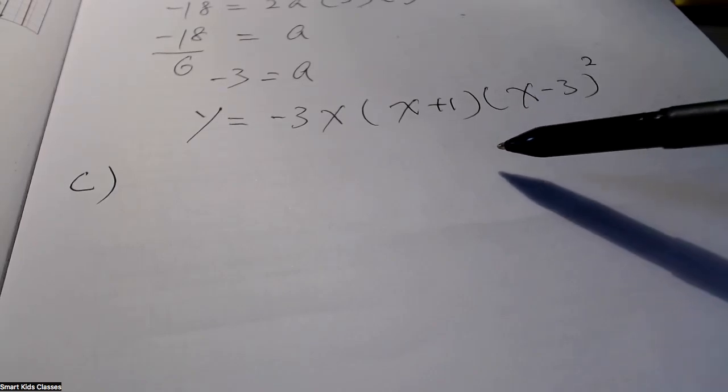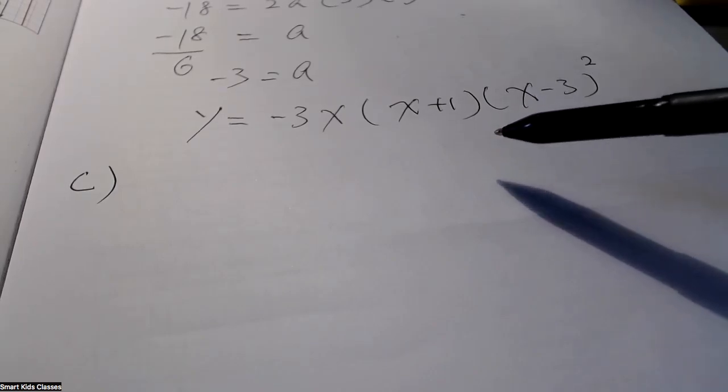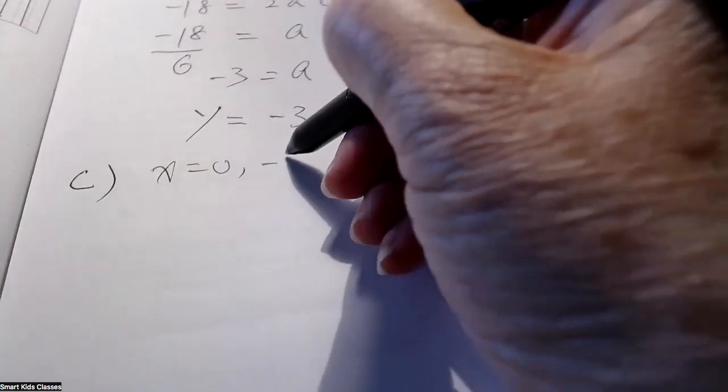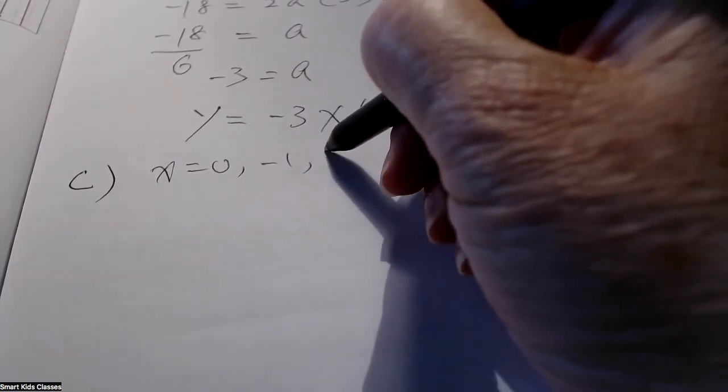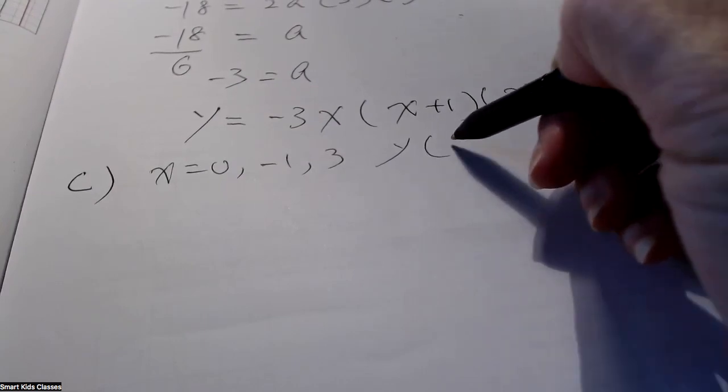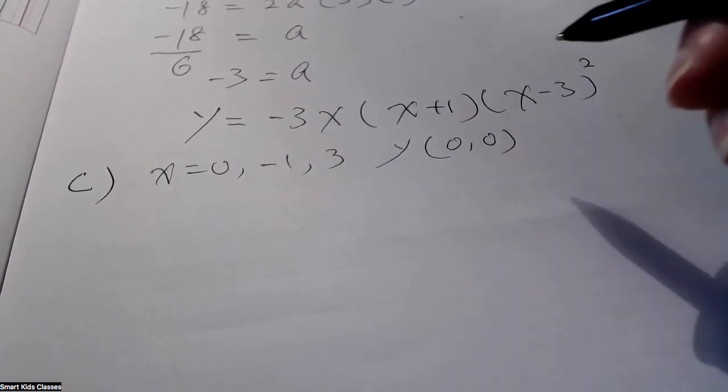So to plot this graph, we are going to write all the zeros: x equals 0, negative 1, and 3. The y-intercept will be at the origin. And then we are going to plot here.